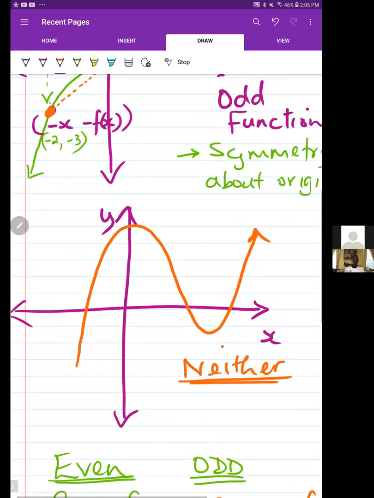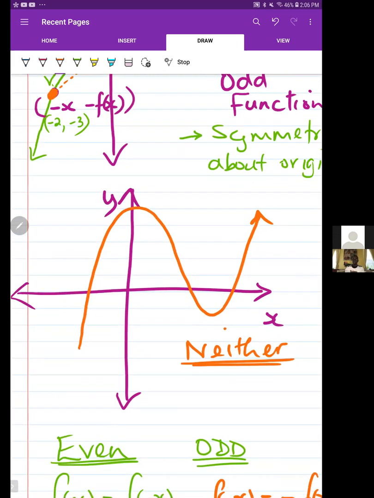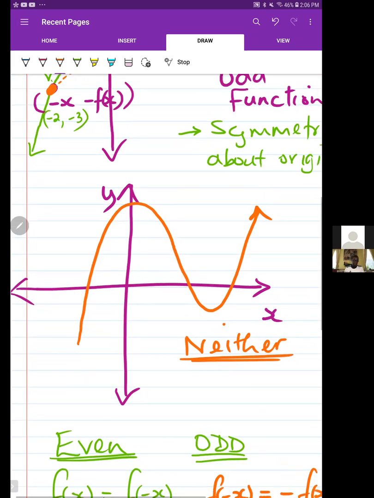And then, of course, there are going to be graphs that are neither odd nor even. They're not symmetric about the origin. They're not symmetric about the y-axis. So those functions would be neither odd nor even.